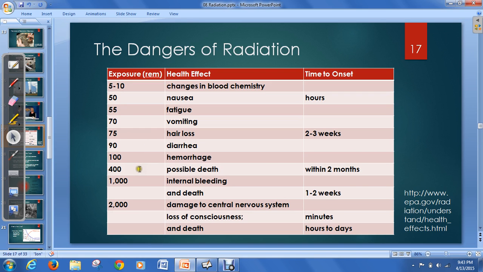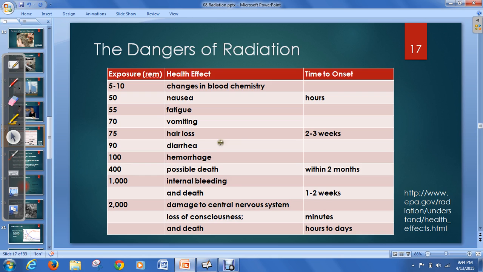Okay. Once you get to the 400 rem stage, you start to see the possibility of death from the radiation. If you have it for a long amount of time, 2 months, you might see some internal bleeding at 1,000 rems. And then within weeks or even days or even minutes, if you start to get things within the 2,000 rems, which is a huge amount of radiation, which is right next to the explosion of a nuclear bomb type thing, then you'll start to see your nervous system start to go out of whack. You'll lose consciousness and probably die within a couple minutes.